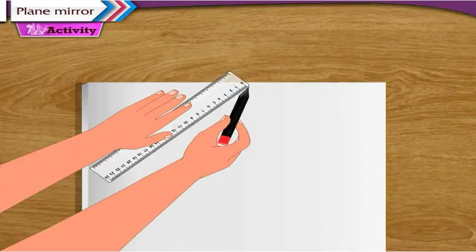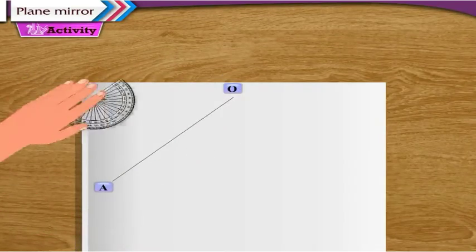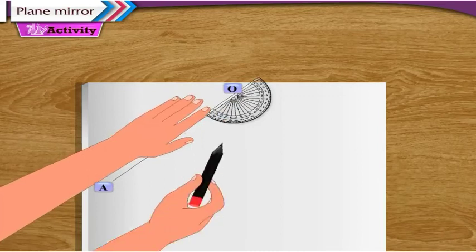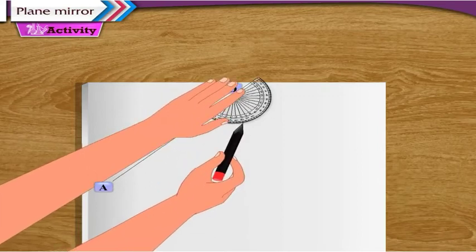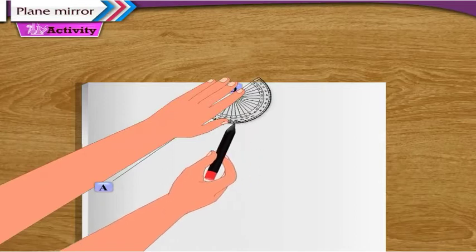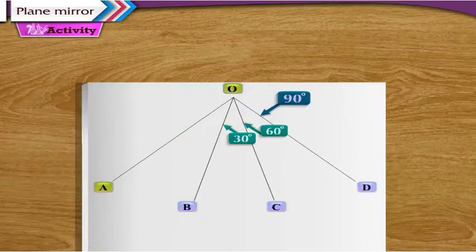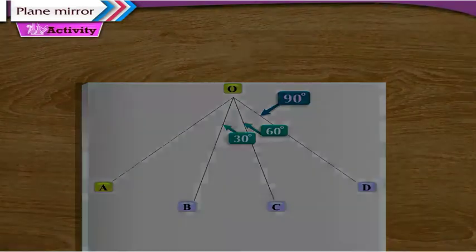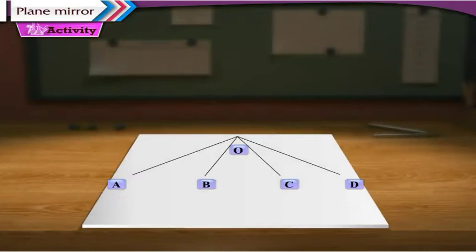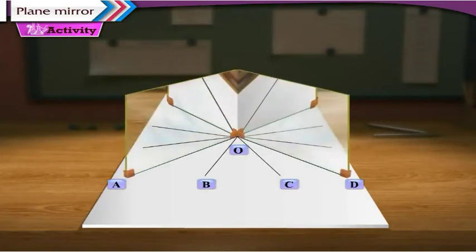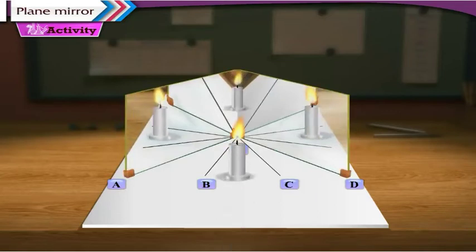Now it's time to perform an activity. Take a drawing paper. Now using the ruler, draw a line, say OA, on the paper. Using a protractor, draw lines OB, OC and OD, making an angle of 30 degree, 60 degree and 90 degree with the line OA respectively. Now take two mirrors. Place them along OA and OD such that they are perpendicular to each other. Place a lighted candle between the two mirrors.